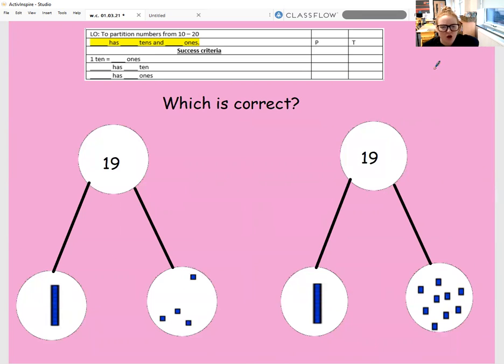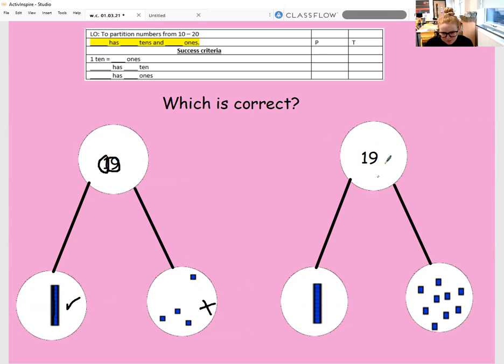Brilliant. Which is correct out of these two? Which is the correct representation? Well, the number we are looking to represent is 19. Actually, 19 has 1 ten and 9 ones. So I'm looking for 1 ten and 9 ones. Well, here I can see I've got 1 ten. So this bit is correct. And now I'm looking for 9 ones. But this has 1, 2, 3, 4 ones. So this does not represent 19.